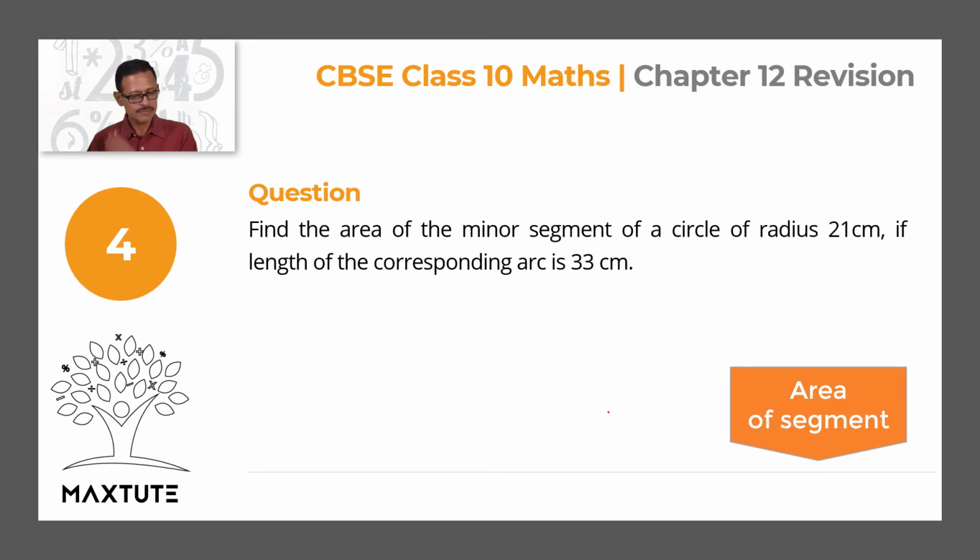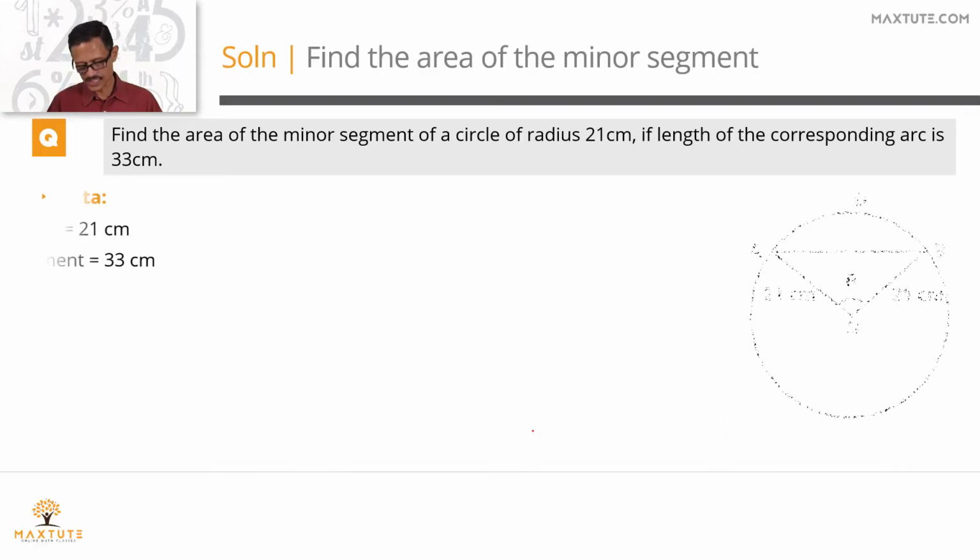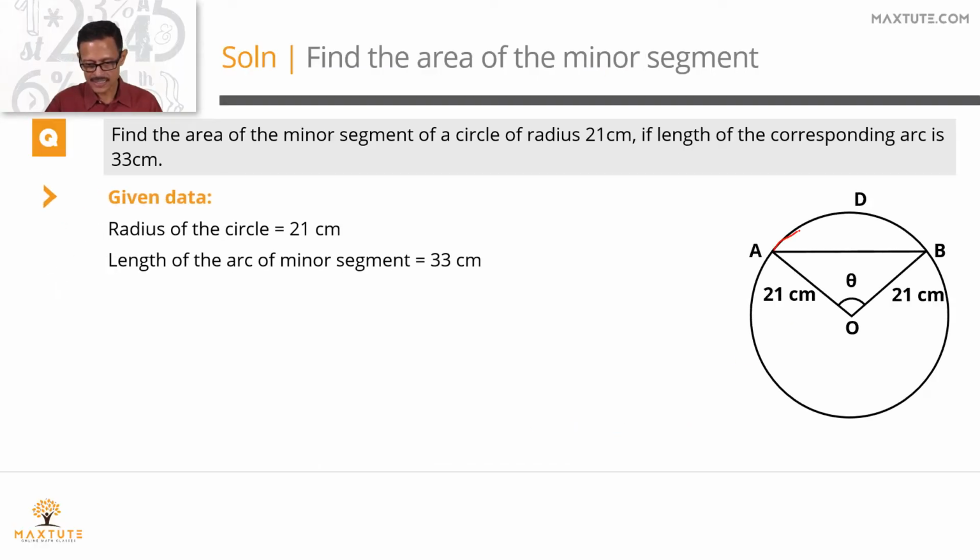Move on to the next question. Here we're finding out the area of the minor segment of a circle whose radius is 21 centimeters, if the length of the corresponding arc is 33 centimeters. They have not given us the angle subtended by it. Instead, they have given us the length of the corresponding arc. This arc length is equal to 33 centimeters. Radius is equal to 21 centimeters.